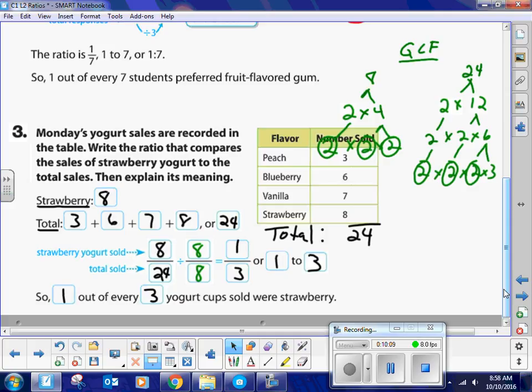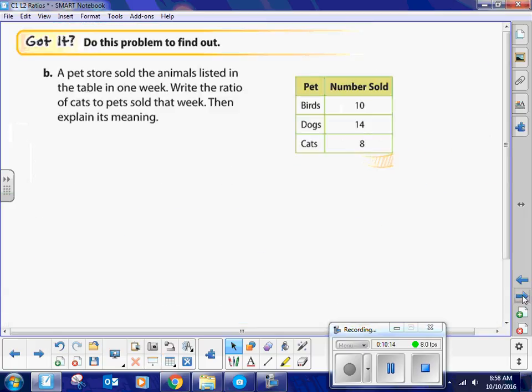See, I make my mistakes, so I got to double check your work. And what does that say? That means 1 out of every 4 pets sold were cats. Okay? Easy, easy, easy.